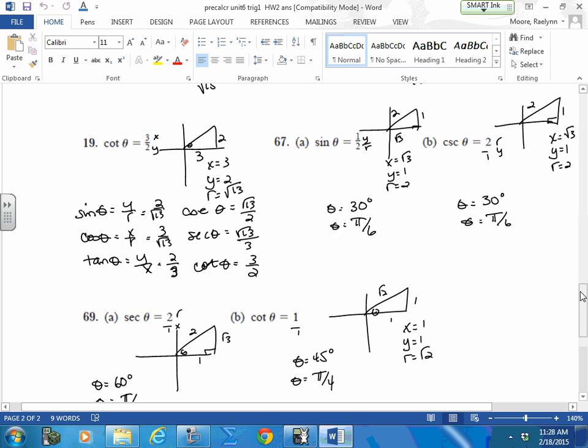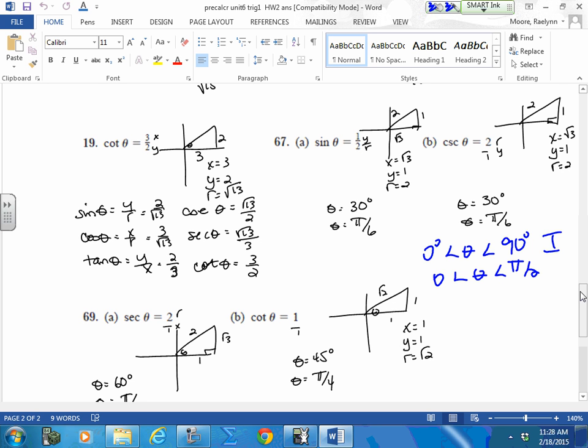This one works the same way. We gave you a cotangent. You had to find the missing pieces. Now 67, you had to find me the angle. The direction said find the angle between 0 and 90 degrees, which puts you in what quadrant? 1. And find it between 0 and pi over 2, which is the same thing as this one, but this one I wanted radians, that's all.